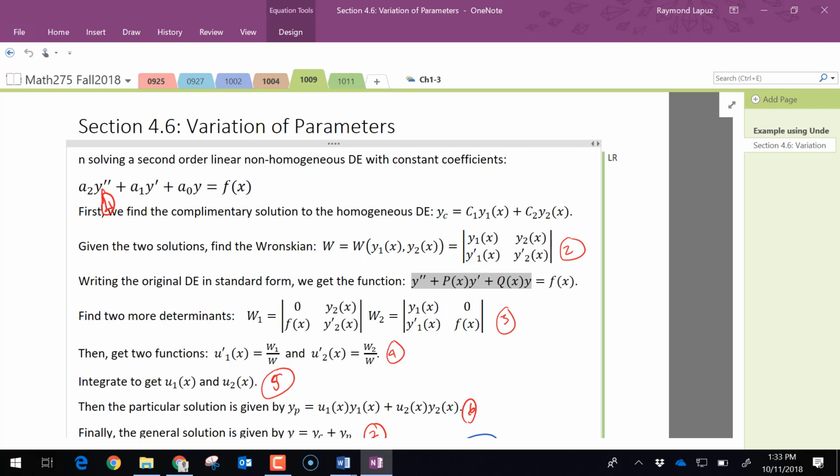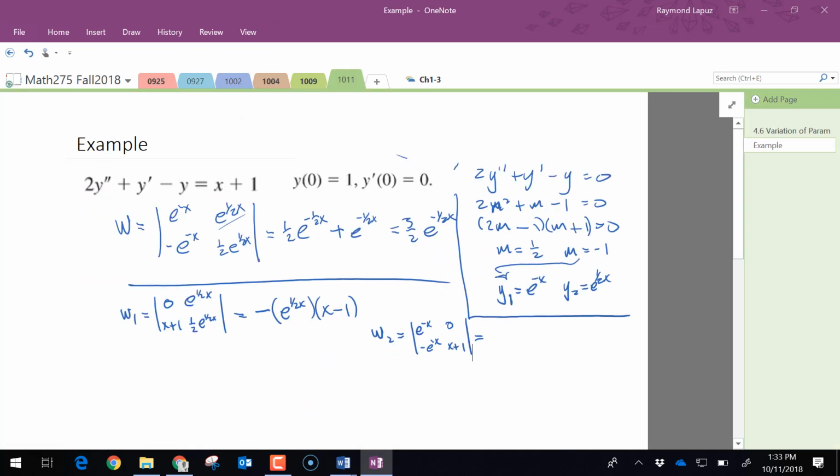If you have anything in front of the y double prime, you need to get rid of that. And that's going to change the f function that you're using. So when we're looking for W1 and W2, the f function is the function when the differential equation is in normal form, which means the coefficient of the y double prime has to be 1. We didn't get very far yet, so this is the only thing that we probably need to change.